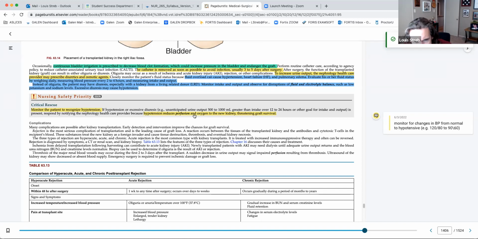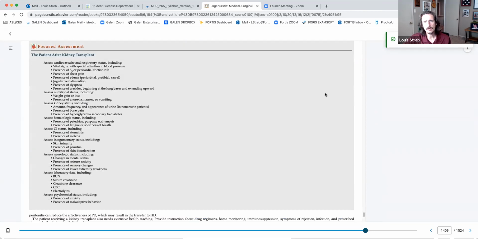We know this, right? Unanticipated urine output of 500 to 1,000 mLs greater than intake can lead to this. Think about what we're talking about. Hypotension reduces perfusion and oxygen to the new kidney. I've already said that. Monitor. If you see a normal blood pressure at 120/80 drop down to 90/60, you've got to act. It is a sign that you're not perfusing anymore. And if that new kidney is not getting oxygen and nutrients, you will not have a great chance of the graft surviving.